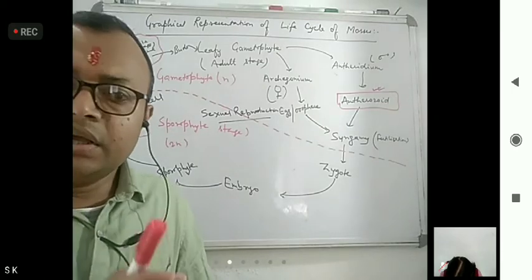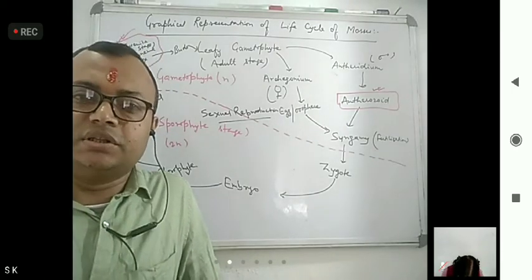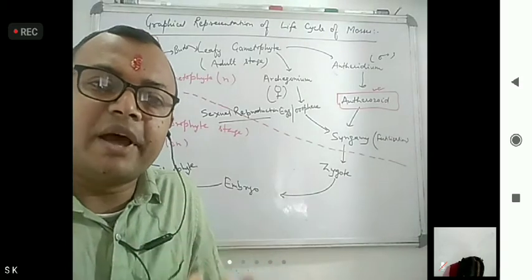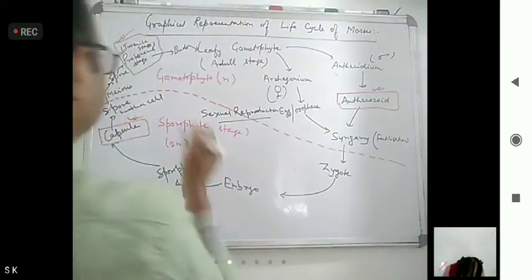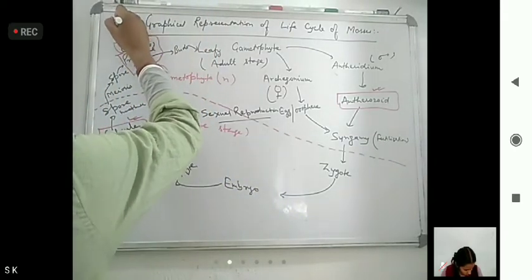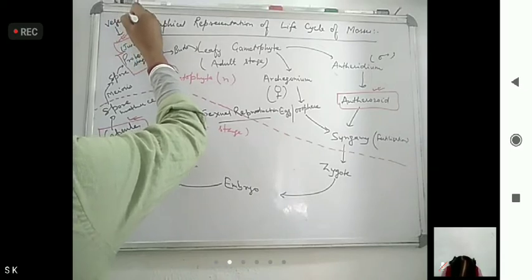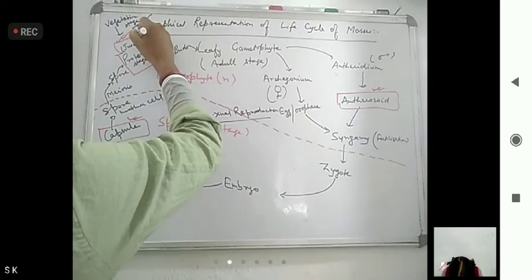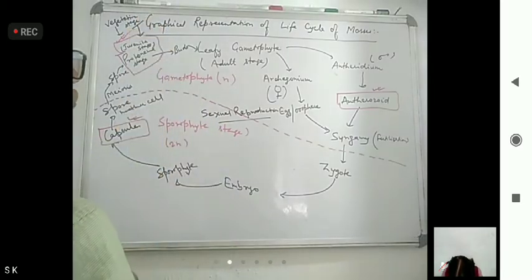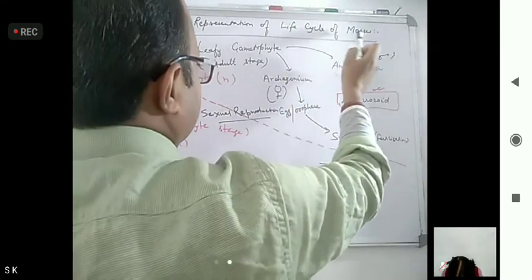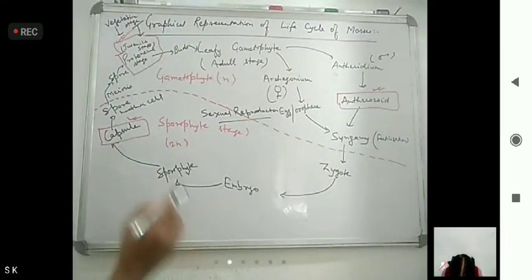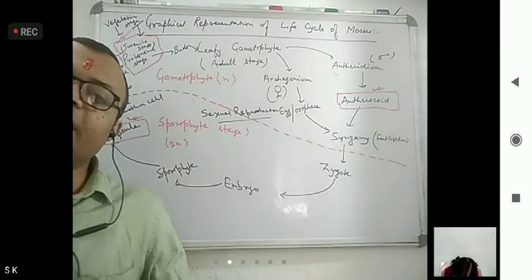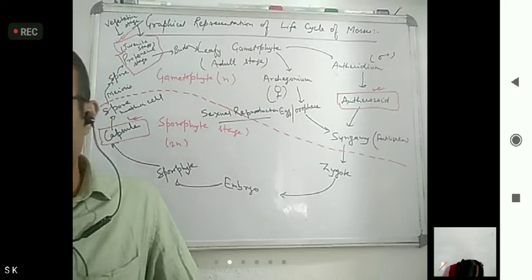This vegetative stage, that is the protonema stage, matures how? Into buds. So this is the vegetative stage. Sometimes they also ask: the vegetative stage of the graphical representation of life cycle of mosses is denoted as what? Protonema stage, or the juvenile stage. So this is the graphical representation.